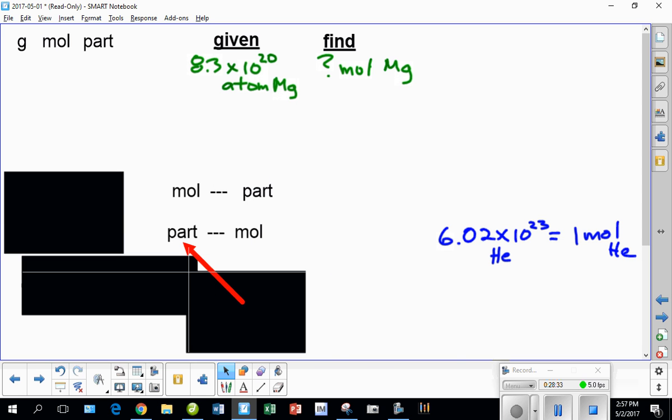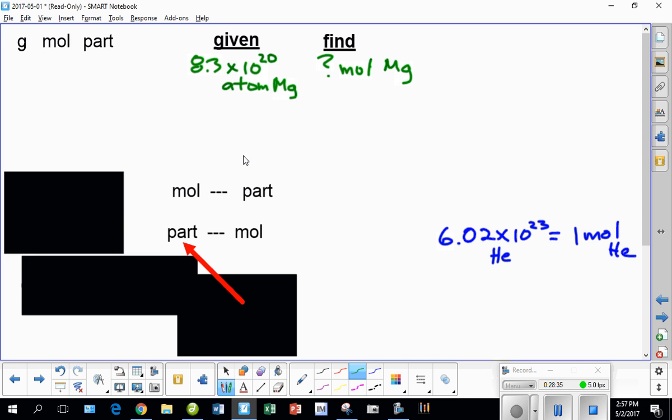8.3 times 10 to the 20th atoms Mg over 1. All right. And what's our next one? What has to be on the bottom? Atoms or moles? Atoms, of course. And what's the number? Yep.